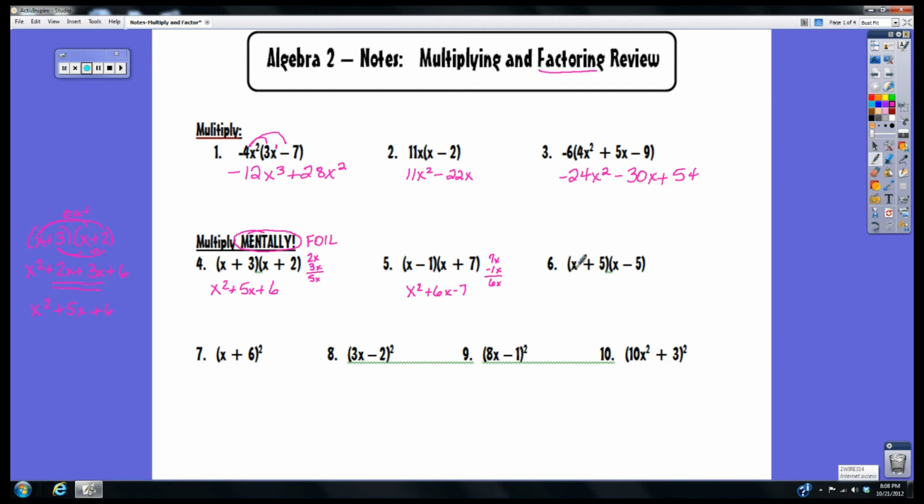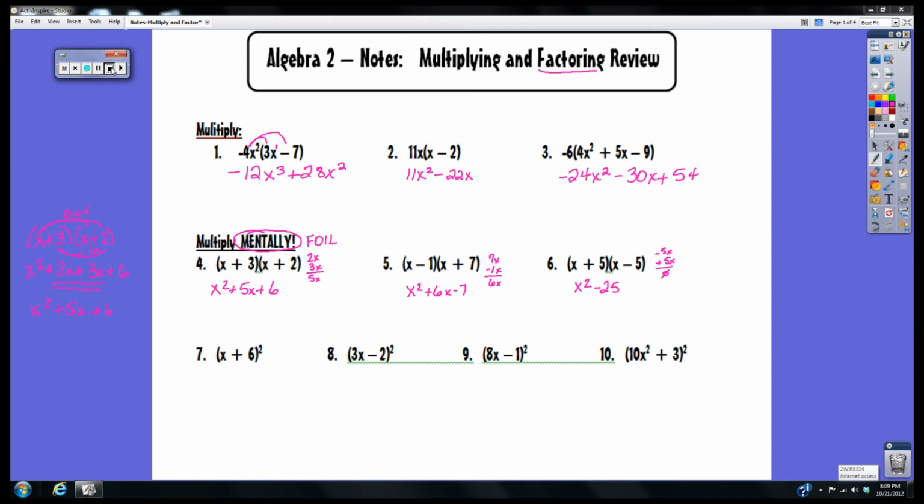And number 6, x times x is x squared. I'm not going to write down my little cheats over here to the side. Let's see if we can just keep it mentally. X times negative 5 is negative 5x. 5 times x is positive 5x. So negative 5x and positive 5x combined together is nothing. I'll write it down now that we've talked about it. Negative 5x and positive 5x cancels to be nothing. So there's nothing here in the middle. And then 5 times negative 5 is negative 25. So that's what we get on number 6.